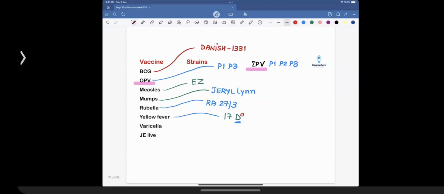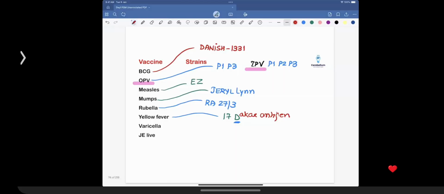Yes, this is antigen units measured as Dakar antigen units. Varicella, Oka strain. Do we have a zoster vaccine? Yes, we discussed. What is the strain of zoster vaccine? It has to be the same.